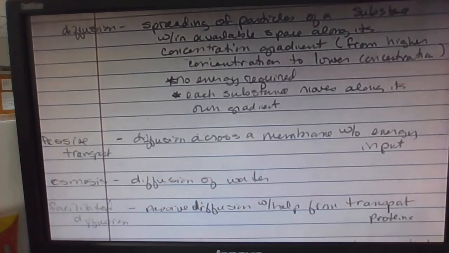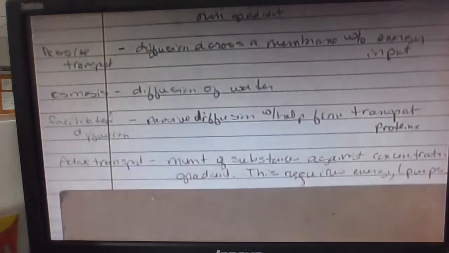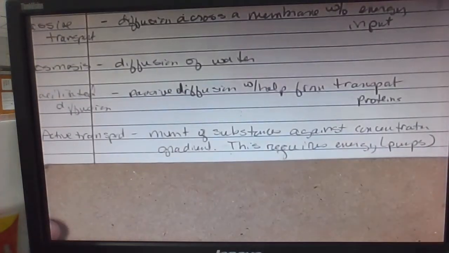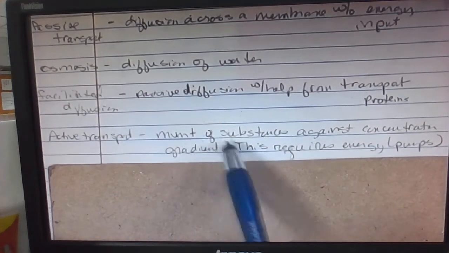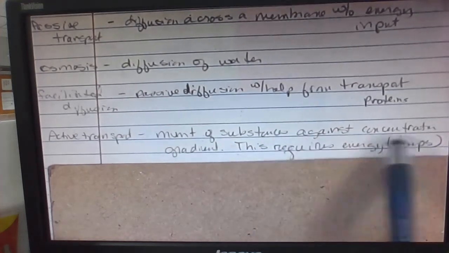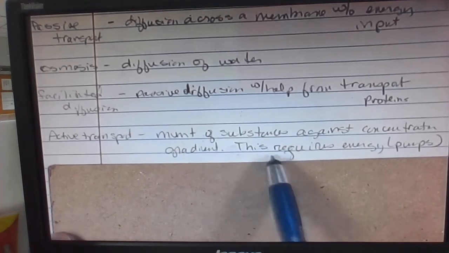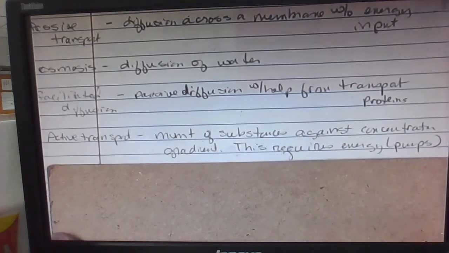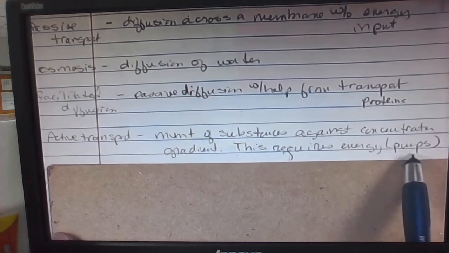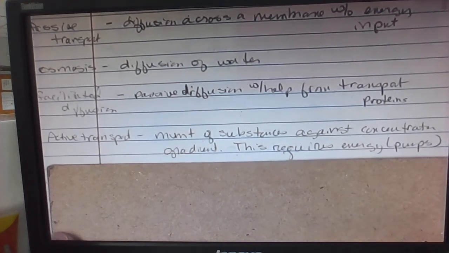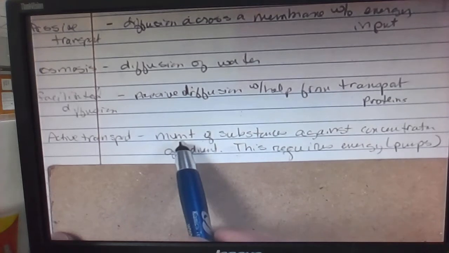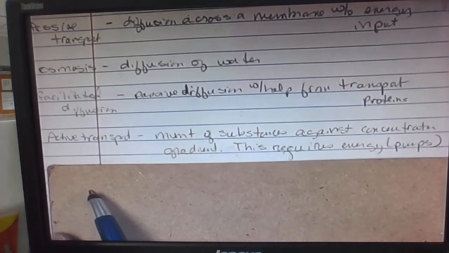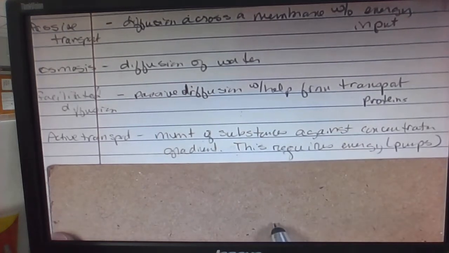Active transport. Active transport is the movement of substances against their concentration gradient. This requires energy, and usually the energy comes in the form of pumps that are pumping things against their concentration gradient. So this abbreviation means "movement." If you're not familiar with that or that doesn't work for you, then go ahead and spell it out.